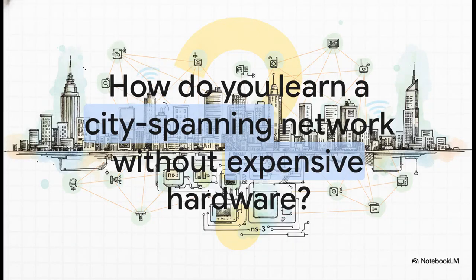And this is the big hurdle, right? It's the thing that stops so many of us. You're completely captivated by how these citywide networks operate, but it's not like you can just build one in your garage to practice. It feels like you're stuck at the starting line.